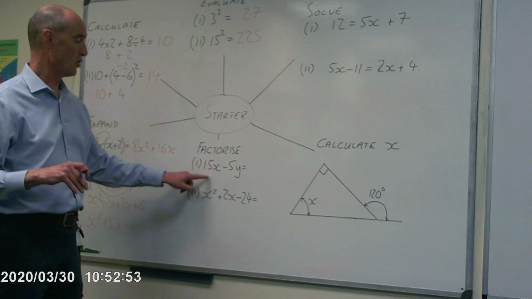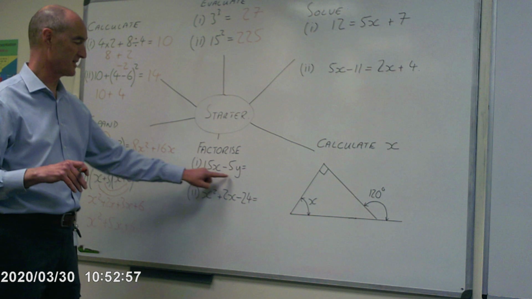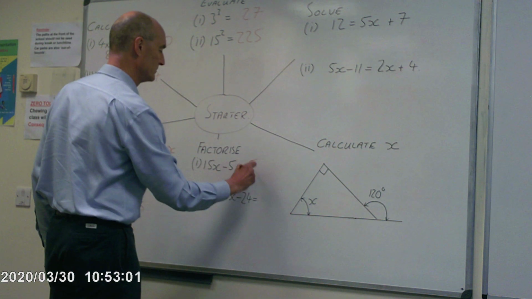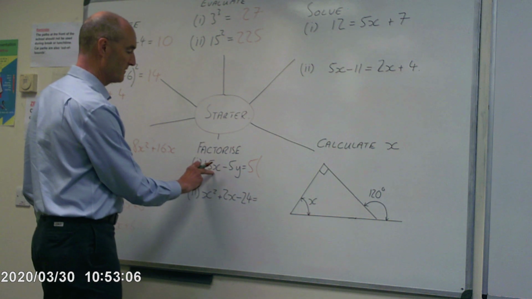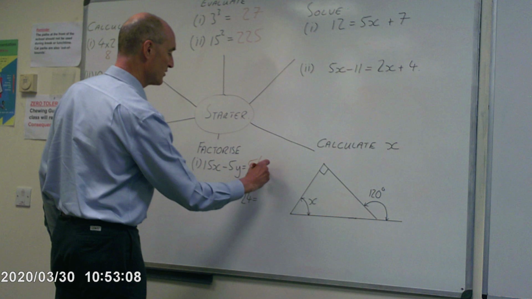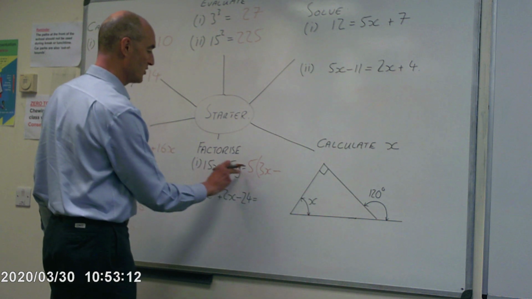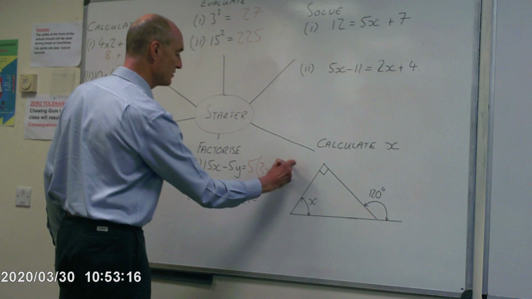Factorise. What is common to these two terms? The only common factor to those two terms is a 5. 5 times what takes us back to 15x. It's 5 times 3x will take us back to 15x. 5 times what will take us back to minus 5y. It's just a minus y.